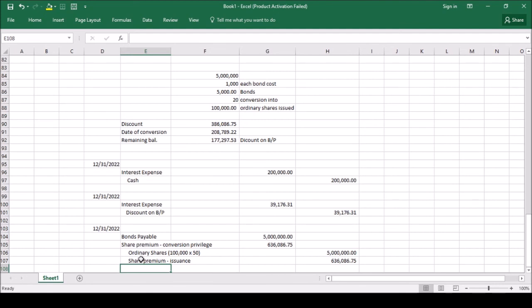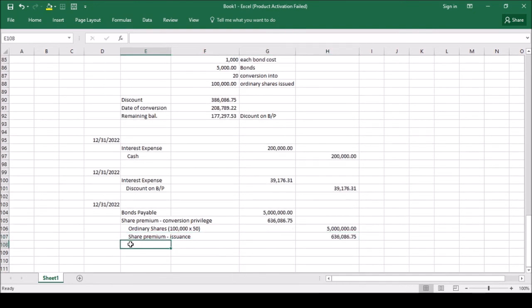Parang may mali pa. Take note, meron po tayong remaining balance na discount. Do we need to include that on the entry? Yes. So, itong share premium on the issue ones, hindi pa po yun yung tama. Okay? Buti na lang nakita natin, no? Okay? So, we need to also recognize the discount on bonds payable. Take note, the remaining balance of the discount is 177,297. So, ibig sabihin, the share premium on issue ones is 5 million plus 636,086, oh, that's because this is just a balancing figure, minus 5 million, minus 177. The share premium on the issue ones is 458,789.22. Okay? So that's it, no?